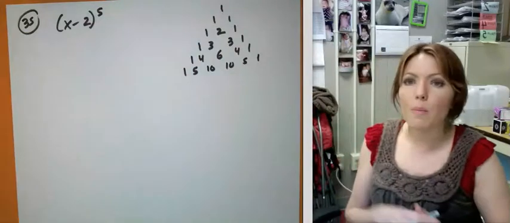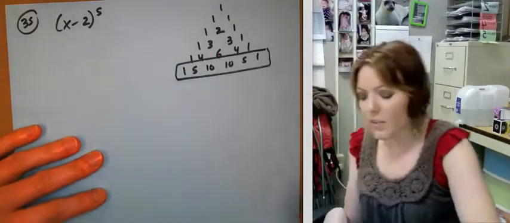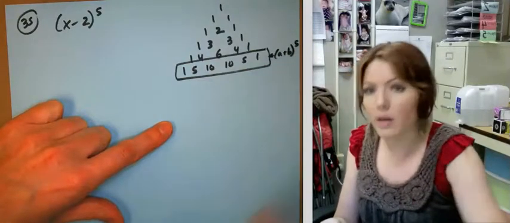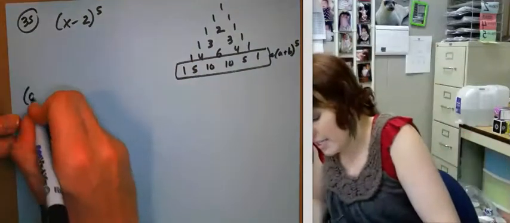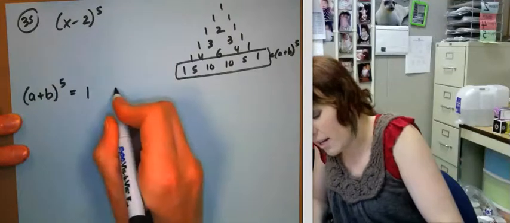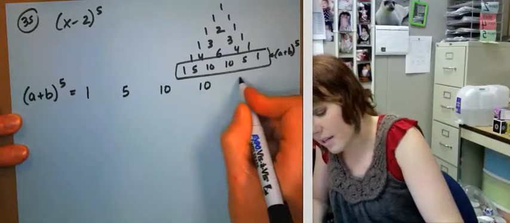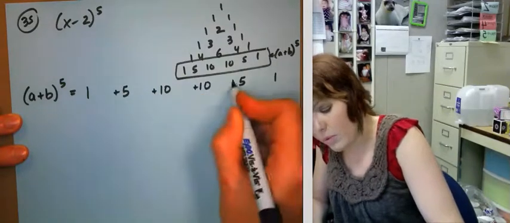Okay, so remember Pascal's triangle. All of these coefficients represent the coefficients of a plus b to the 5th power. Okay, so that's what we're going to use. Let's actually do a plus b to the 5th power. So we have a coefficient of 1, then 5, then 10, then 10, then 5, then 1. And we're going to put plus signs in here.